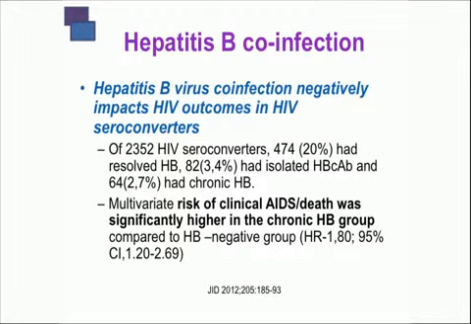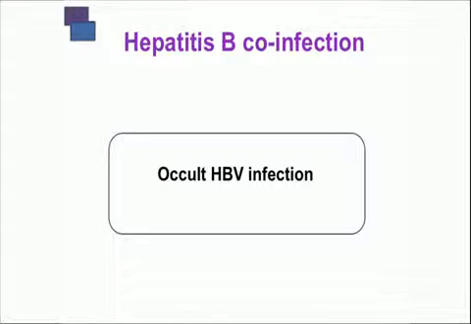And if you see, this analysis was made in more than 2,000 HIV recent seroconverters, in which 20% had a resolved infection, 3-4% had an isolated HBC antibody, and 2-7% had a chronic hepatitis B. And the conclusion of this very recent paper was that the risk of clinical AIDS and death was significantly higher in the chronic hepatitis B group compared to HBV negative. So the role of hepatitis B is very important, at least in the evolution of fibrosis. So we can conclude that we should treat these patients very early, as we will see.